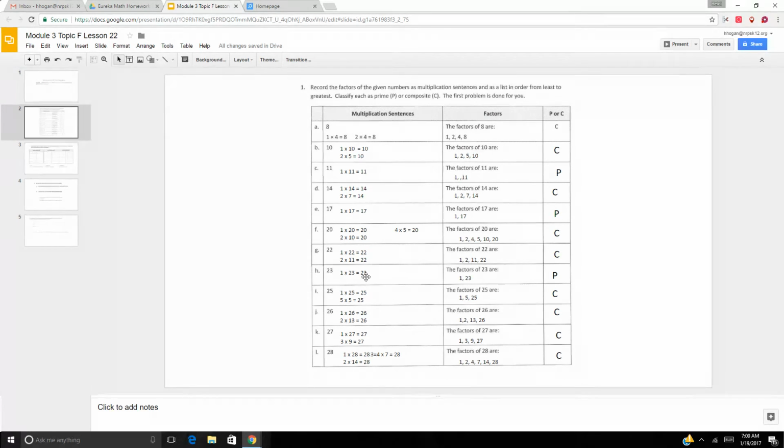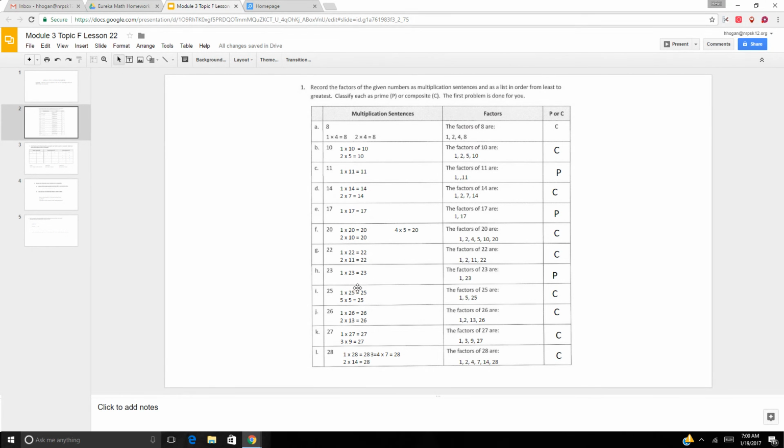23. 1 times 23 is 23. How about 2, 3, 4? No, just 1 and 23. So that means it's prime. A prime number has factors of 1 and itself and no other factors.